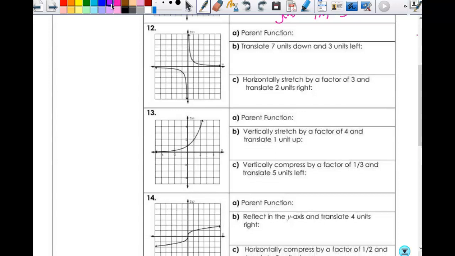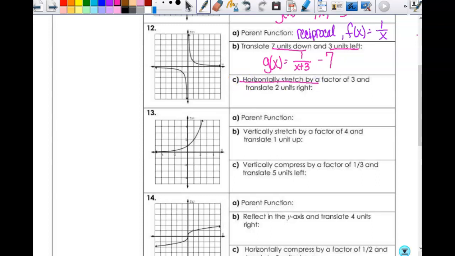So number 12, what is this called? Reciprocal. And that means this is f of x is equal to 1 over x. So I'm going to translate it 7 units down, that affects y, and 3 units left, that affects x, right? So that means I'm going to have g of x equals 1 over, 3 units left would give me x plus 3. 7 units down out here would be minus 7. We good?